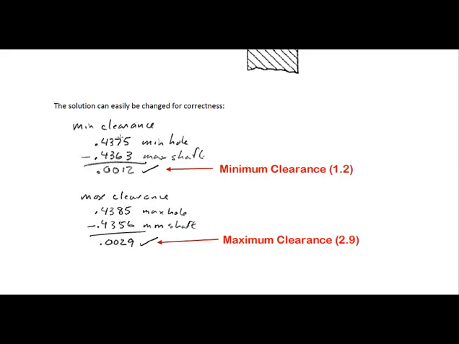The minimum clearance is always found by taking the minimum hole and subtracting from it the maximum shaft. That gives us our minimum clearance of 0.0012, which matches the 1.2 in the table. That is our allowance, because that is the minimum clearance between the two parts. And then the maximum clearance between the two parts is found by taking the maximum allowable hole size and subtracting from it the minimum allowable shaft size to get 0.0029. So follow this example when you do your homework, and you should be fine. Thank you.